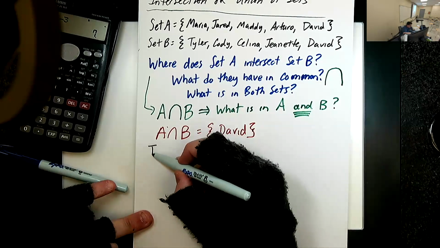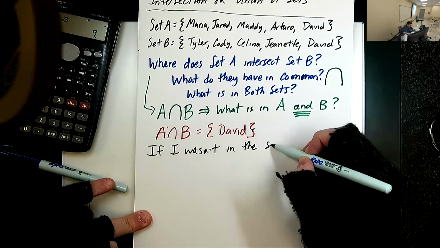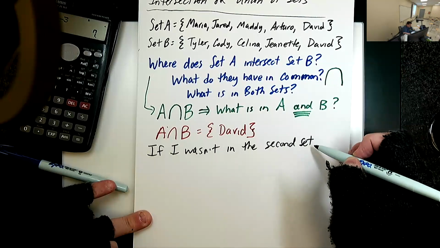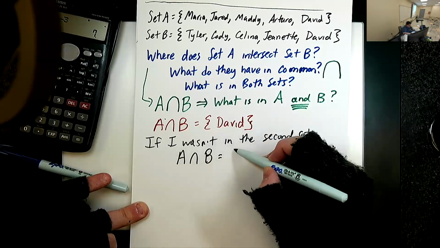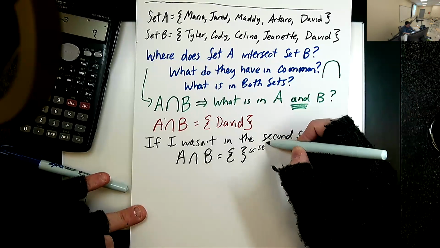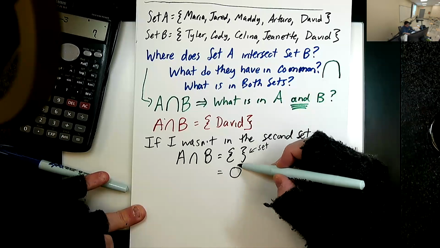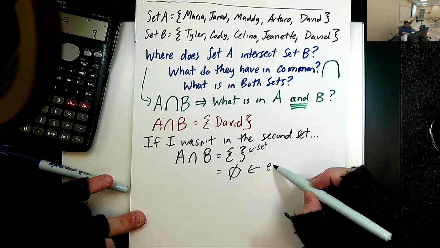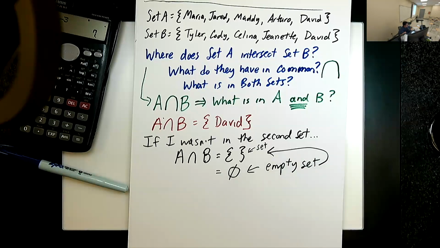Now, if David wasn't in the second set, we would have had A intersect B equals, and we put nothing inside the braces. These braces represent set. Another way to write empty braces is you put a 0 with a line through it. This is the symbol for empty set. And that's what that is. A set with nothing in it is an empty set. But you don't put the empty set symbol into the brackets or the braces.